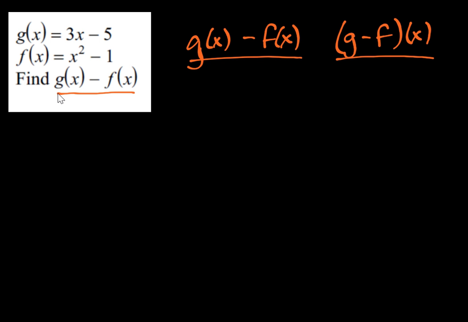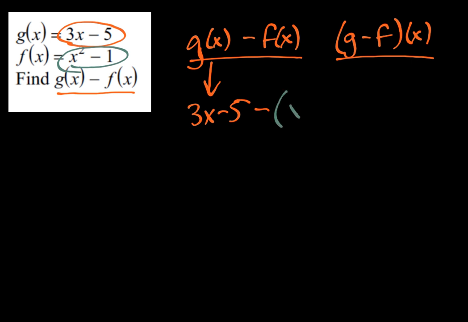And basically all this means is I'm going to take everything that g is, so g is 3x minus 5, and I'm going to subtract everything that f is. Now the issue is because we're subtracting, we have to make sure that what we subtract is in parentheses. So we're subtracting all of f, which is x squared minus 1.